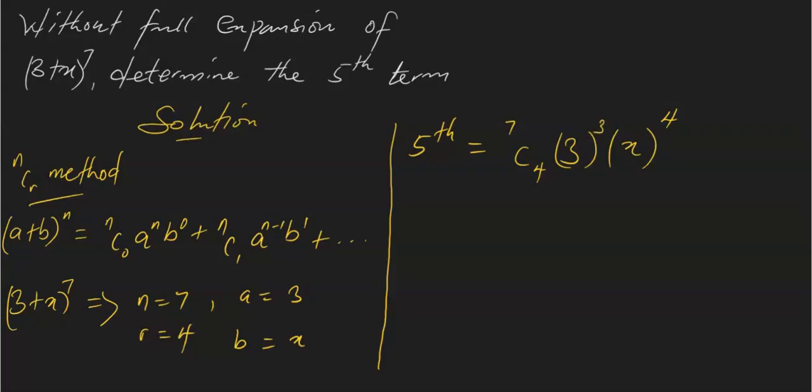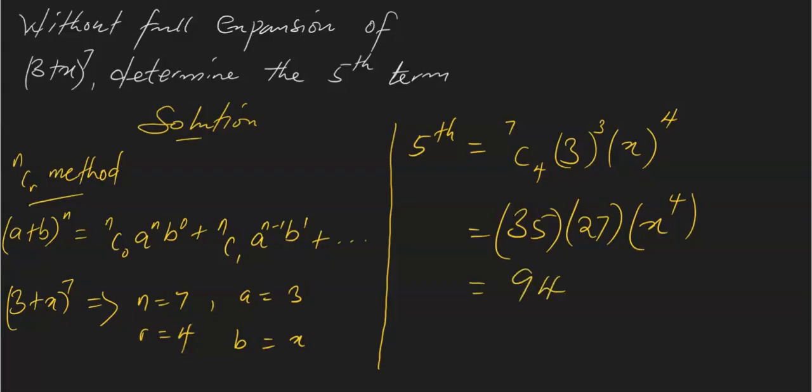So 7C4 gives us 35. Then 3 to the power 3 gives us 27. Then we have x to the power 4. So 35 times 27, we get 945. Then x to the power 4, so 945x^4 is the fifth term of (3 + x)^7.